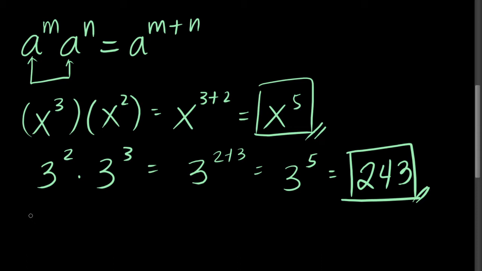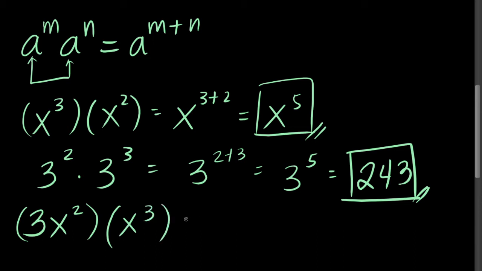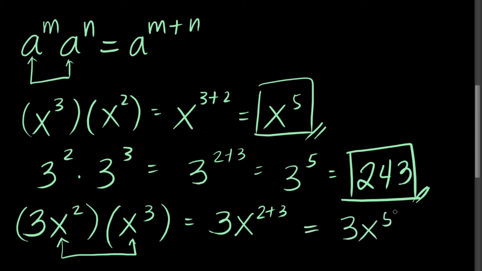Okay. A little bit harder maybe. What if it's 3x squared times x cubed? How would you solve it? As you may know, we have a coefficient here of 1. 3 times 1 is just 3. Just copy 3. But you have similar bases here, x. So, x raised to 2 plus 3. And this finally gives you 3x raised to 5.